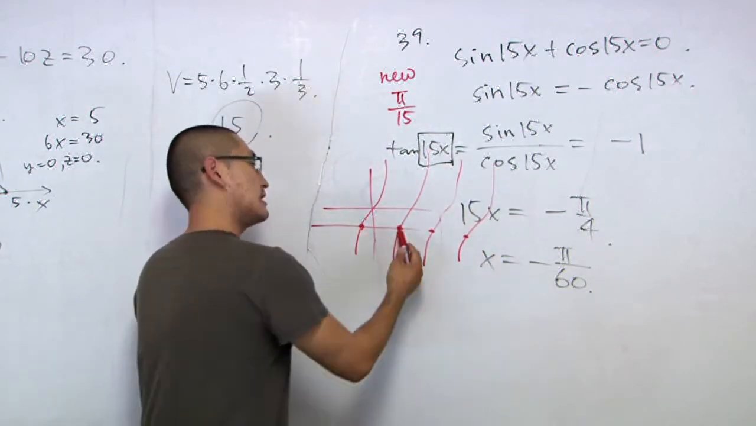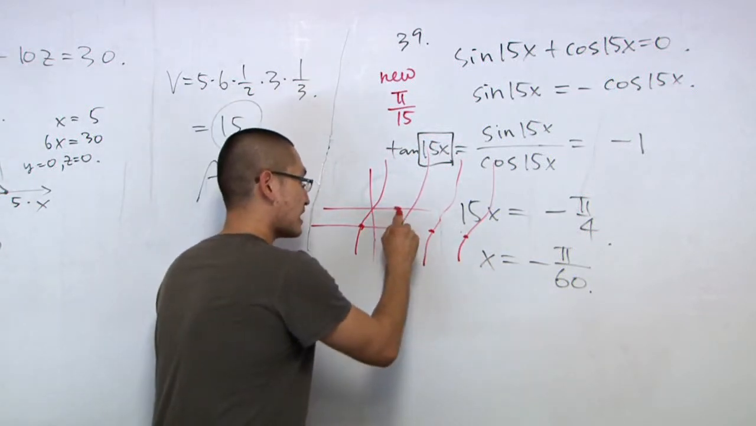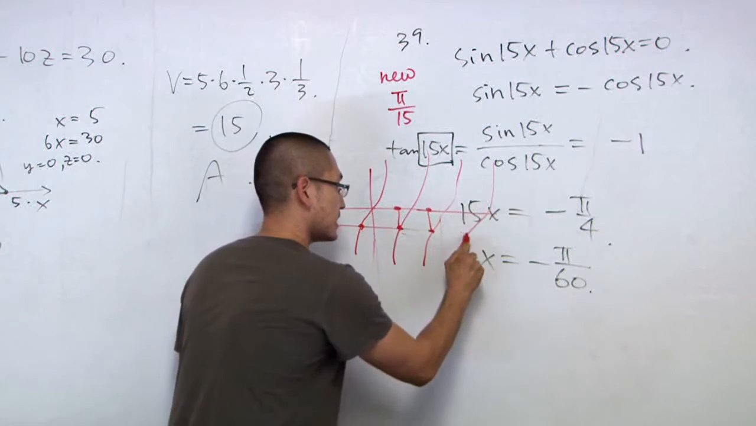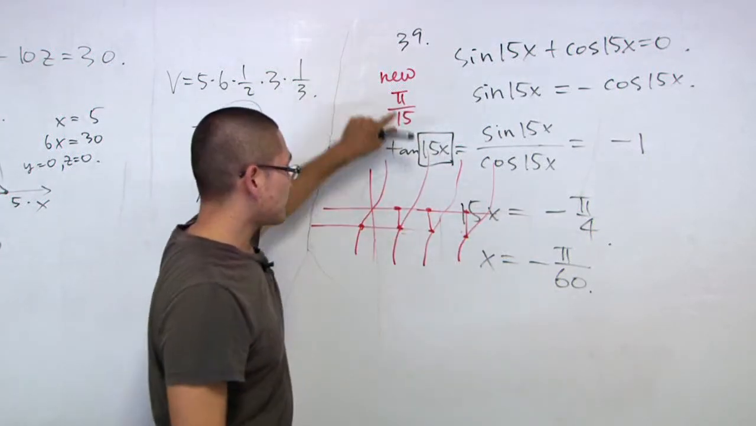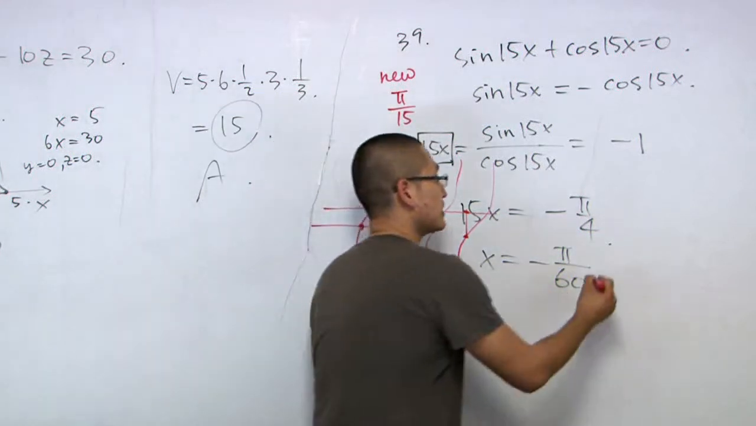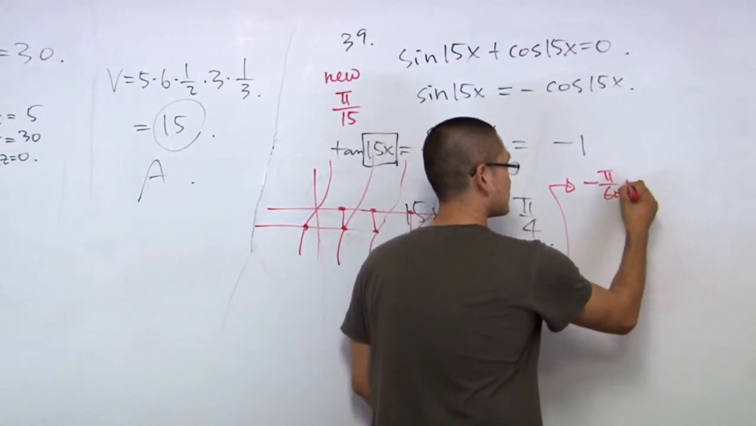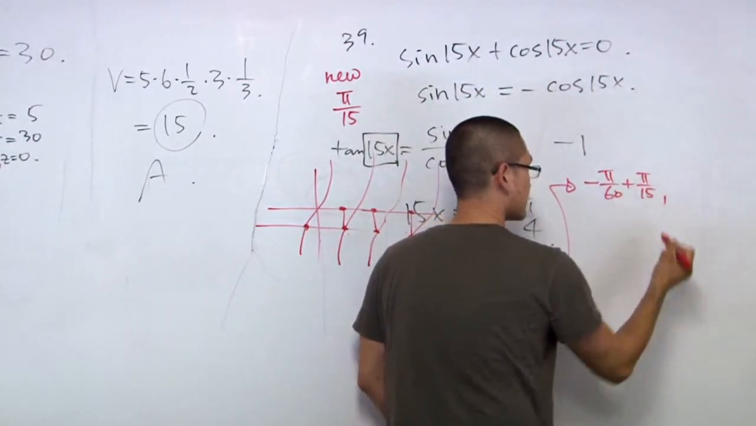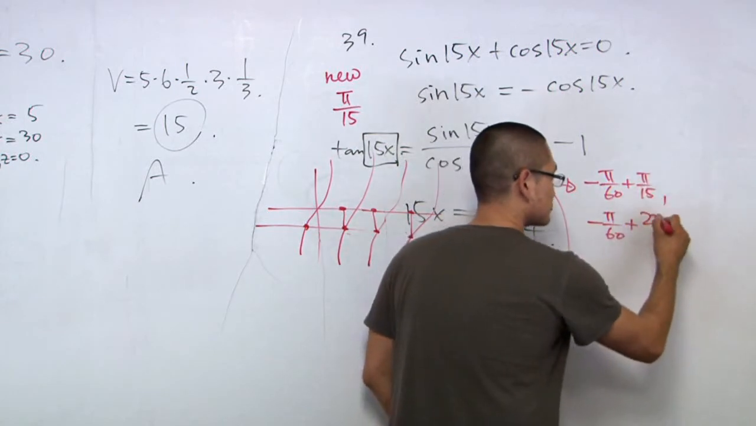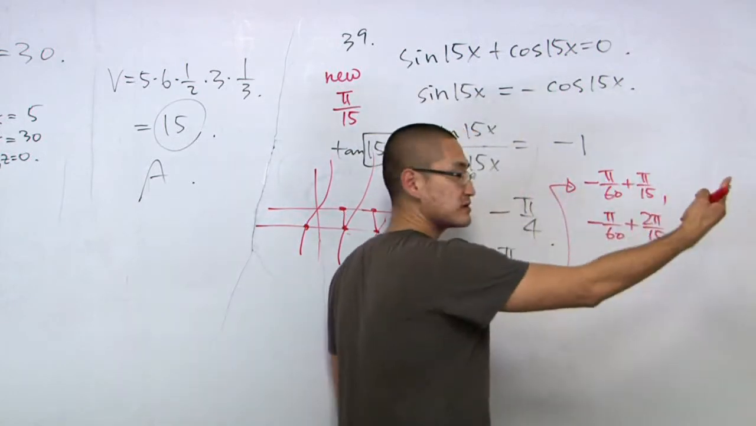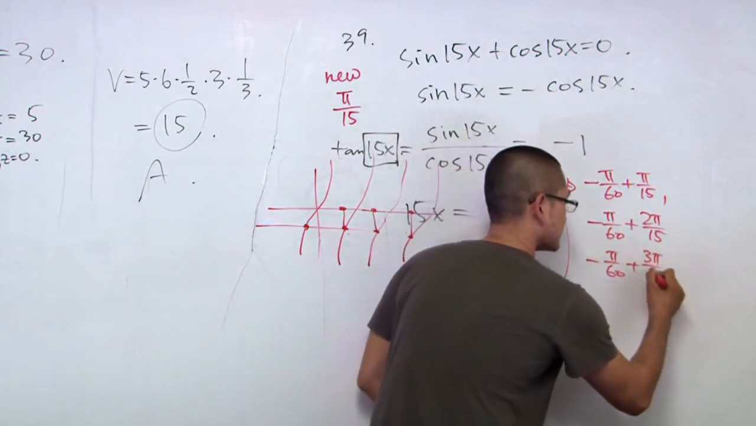Okay, we're looking at the least possible positive values, and we're going to add them all together. So what I'm going to do is add pi over 15 to that constantly. So the answer that I'm looking for is minus pi over 60 plus pi over 15. Next one, minus pi over 60 plus that twice, 2 pi over 15. I'm going to go one more period. Next one, minus pi over 60 plus 3 pi over 15.